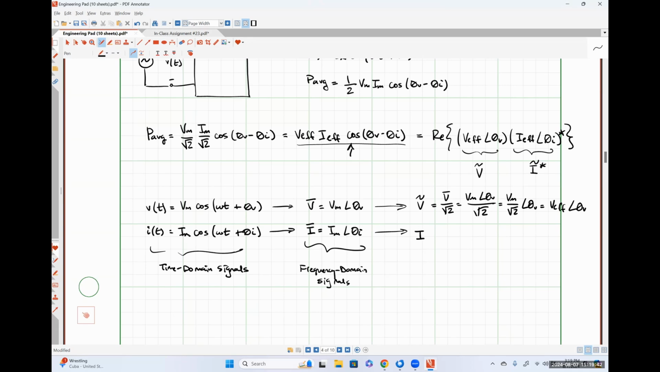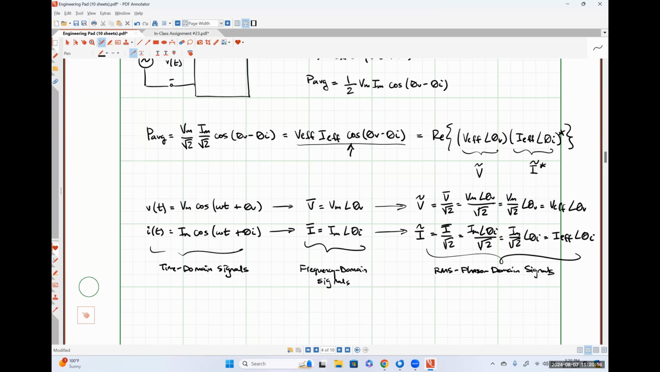Doing the same thing for the current, we would have phasor current I over root 2, or Im angle theta I over root 2, which is just Im over root 2 angle theta I, or I effective angle theta I. And this, as I said a moment ago, is what we call the RMS phasor domain signal.